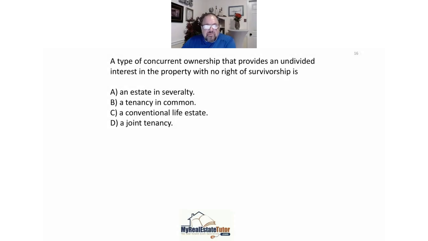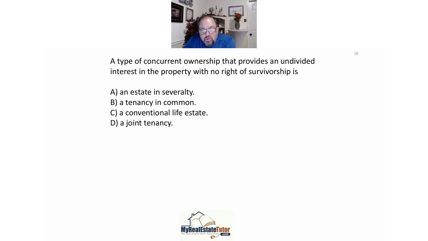All right. A type of concurrent ownership that provides an undivided interest in the property with no right of survivorship. A type of concurrent ownership. So first of all, you have to define what concurrent ownership means. And that's two or more. That's co-ownership, right? So you could say a type of co-ownership that provides undivided interest in the property. Undivided. Watch this. And here's the other key word you want to look for. No right of survivorship. Okay.